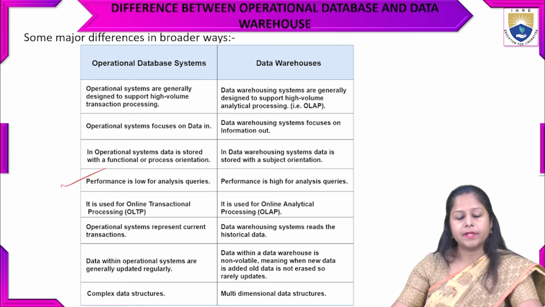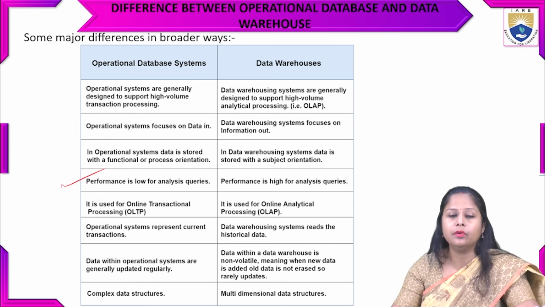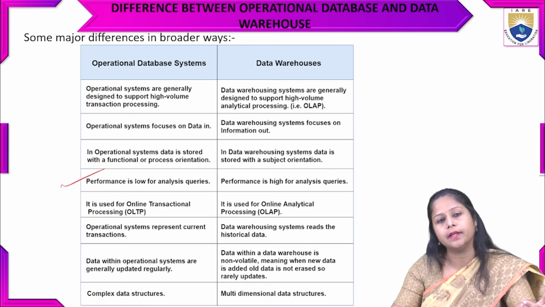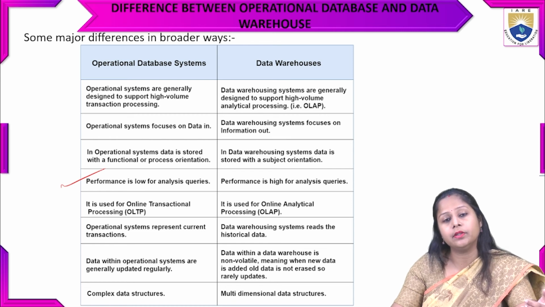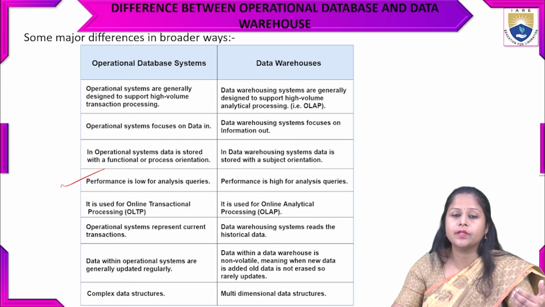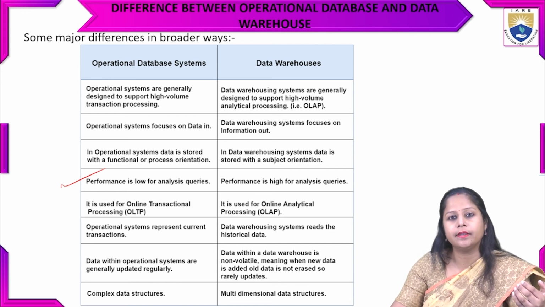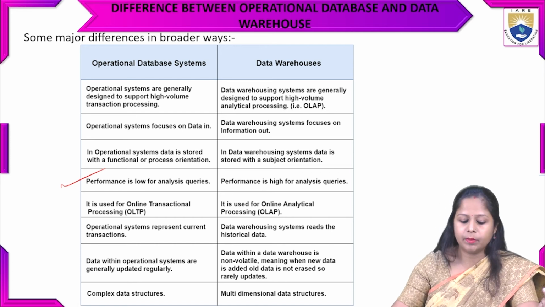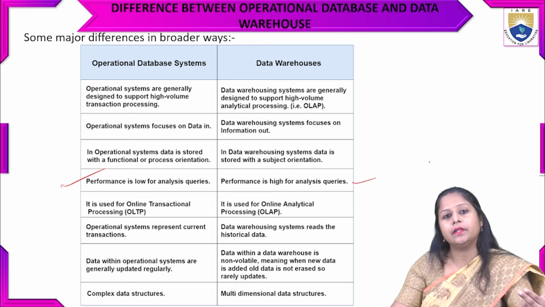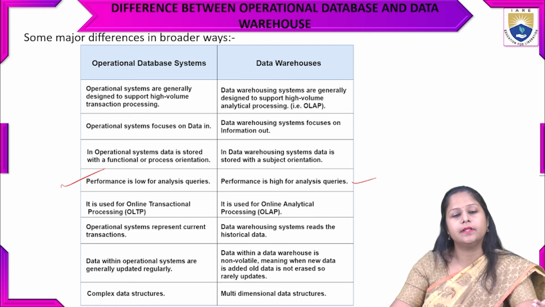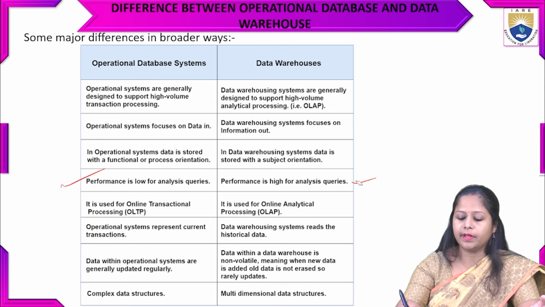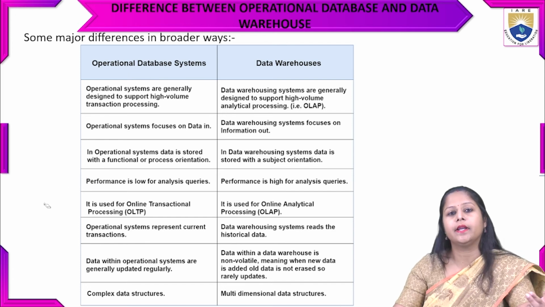In the operational database, the performance can be low because of the analysis of the query. That will depend on the query the user writes. If there is a complex query, obviously time will be taken to get the result, so the performance will vary. Performance can be low for that. But in the data warehouse, the performance will be high because the data is stored at one place. So we write the query and we can get the result.